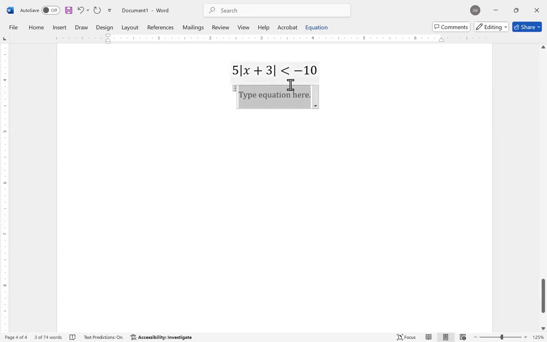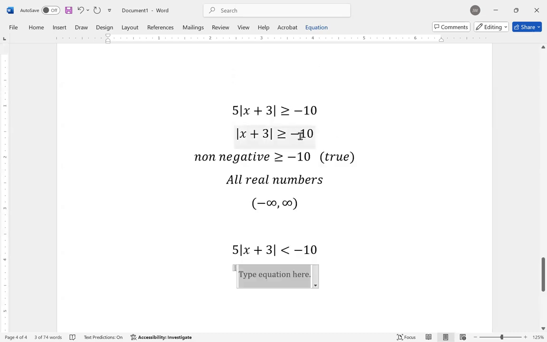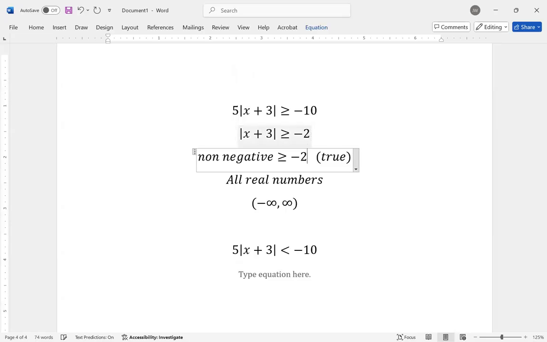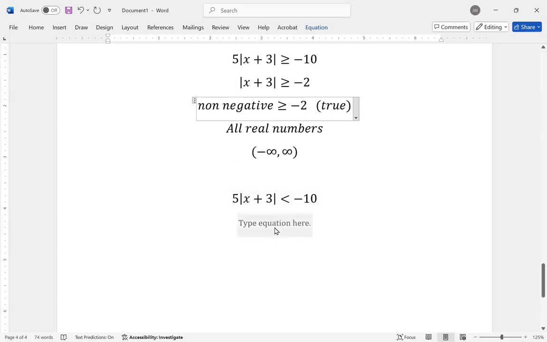In this second equation, dividing by 5 would give you that the absolute value. Oh, I misspoke here. This should be -2. So when I divide by 5 on both sides, I get the absolute value in the first equation is greater than or equal to -2. A non-negative is greater than or equal to -2. That's always true. Therefore, all real numbers.